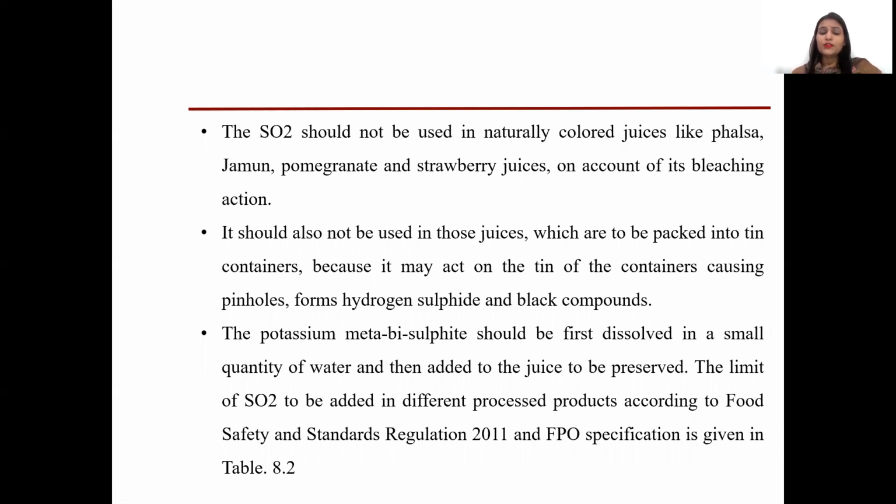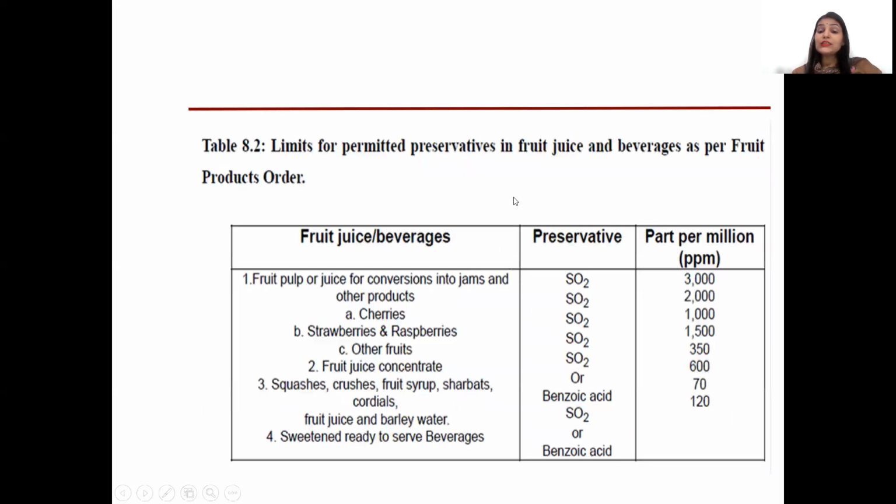And see, sulfur dioxide is not used in naturally colored juices like falsa, jamun, pomegranate, strawberries, red color and violet color, because it will bleach them. I told you earlier, right? So instead of sulfur dioxide, we can use sodium benzoate. These are the points I told you earlier.